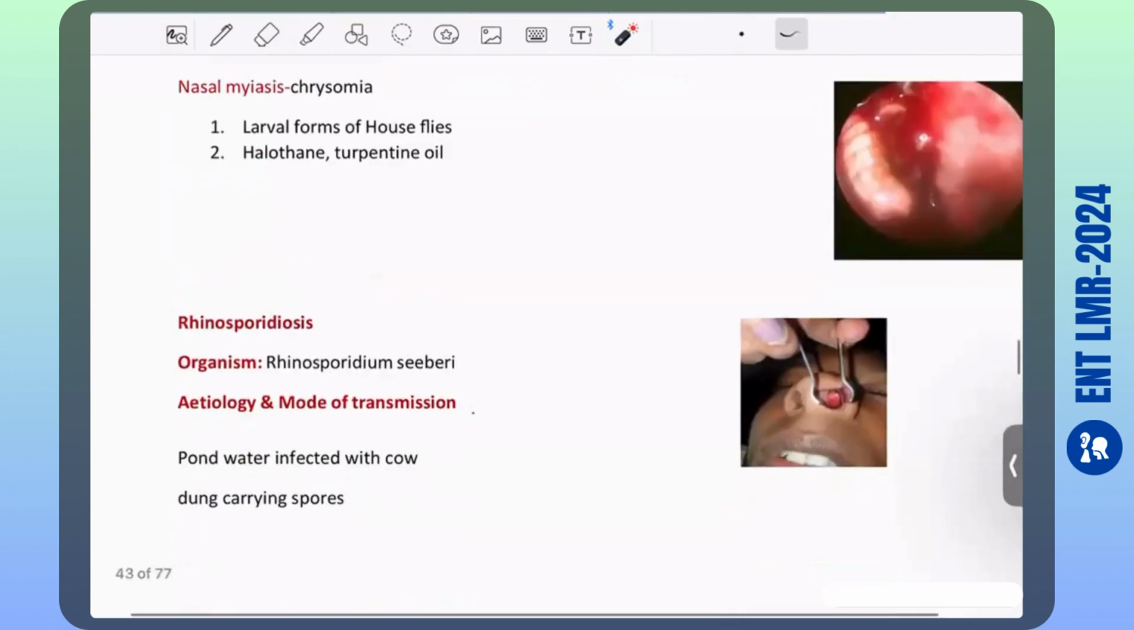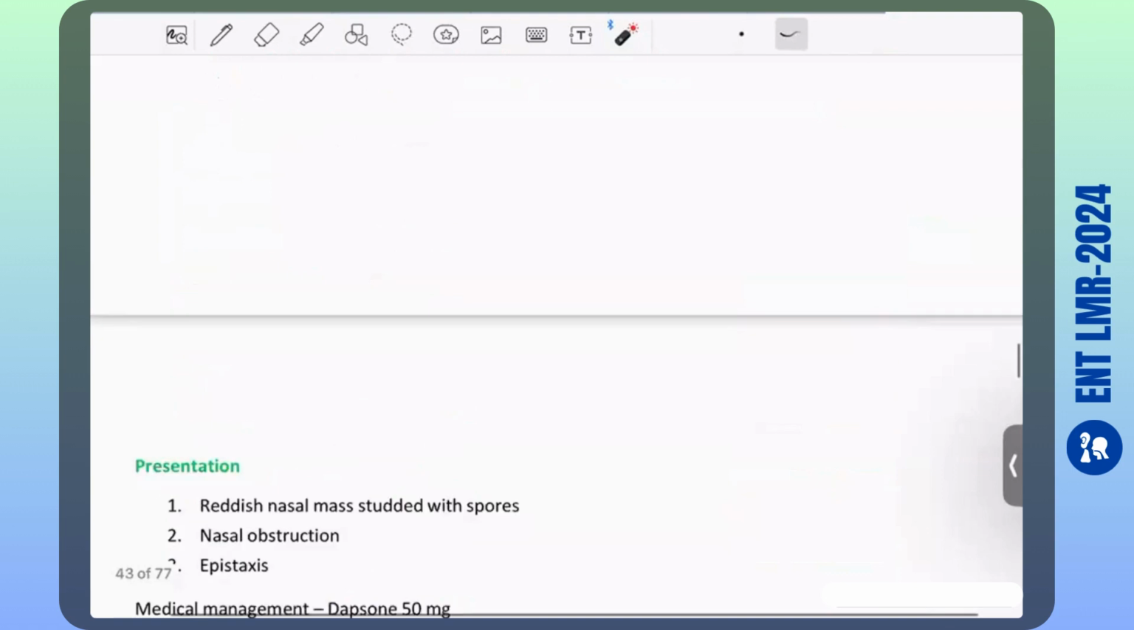So next disease from nose, rhinosporidiosis. Rhinosporidiosis is caused by a protozoa called Rhinosporidium seeberi. Very important. If you are bathing in pond water, the pond water will get cow dung. The cow dung will have the spores of this particular protozoa. So Rhinosporidium seeberi spores enter cow dung, enter the pond, and the pond water enters the nasal cavity while bathing. So that will cause the disease.